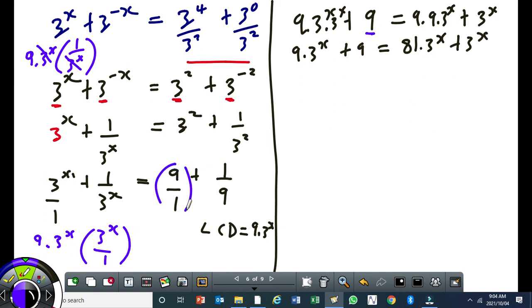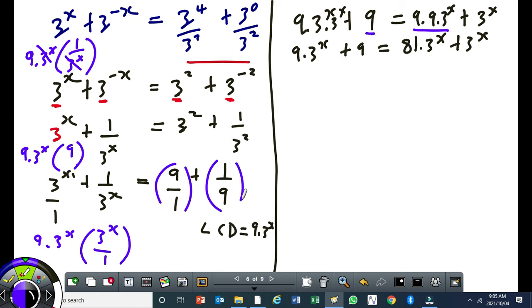We need to multiply that 9 over 1 by 9 times 3 to the power of x times 9. So we get 9 times 9 times 3 to the power of x, which is what I have here. Are you following that? Right? Then I'm here now.